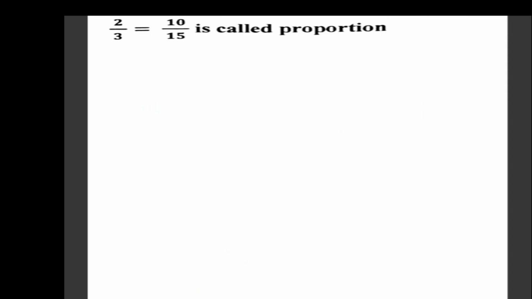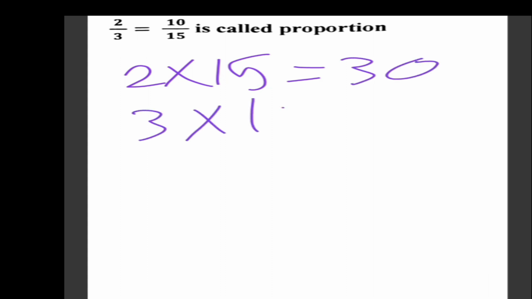We have here an equality between two ratios, 2 to 3 equals 10 to 15. So this is called proportion. To check it, we get the product of extremes and the product of means. 2 times 15 equals 30, and 3 times 10 also equals 30. So the product of extremes equals the product of means, so this is called proportion. 2 is the first proportion, 3 is the second, 10 is the third, and 15 is the fourth proportion.